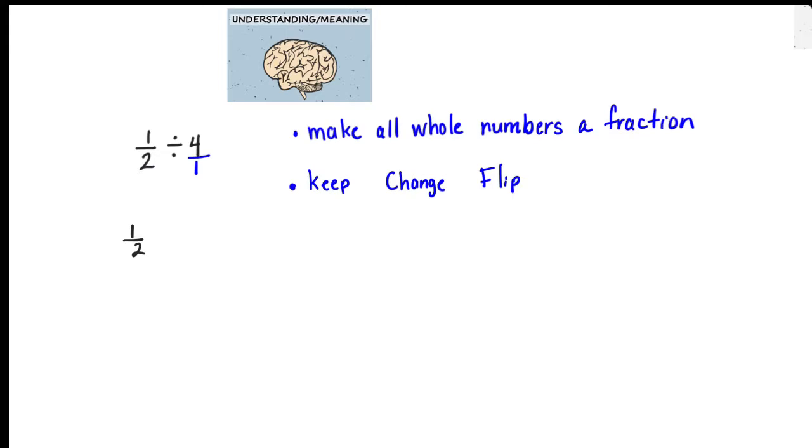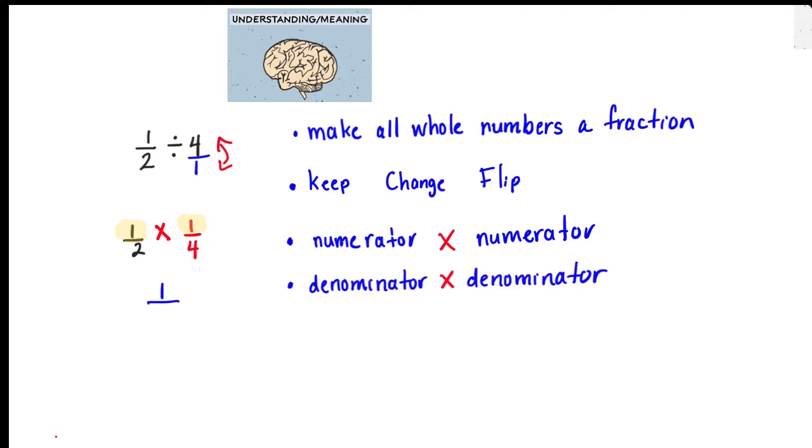So for example, the first fraction, the 1/2, you keep it the same. Then the division becomes multiplication, and then the flip is when you take the reciprocal of the 4/1. Then you multiply the numerator times the numerator, the top number. Then you multiply the denominator times the denominator, the numbers on the bottom. So 2 times 4 is 8, and that is your answer.